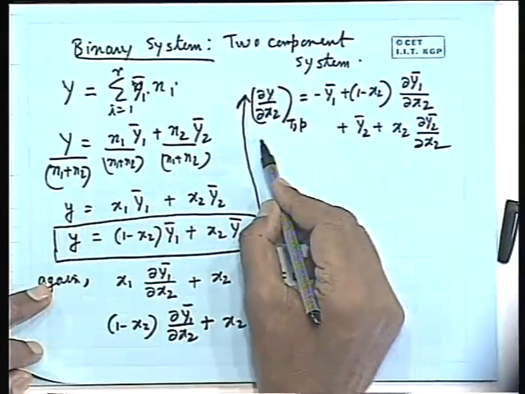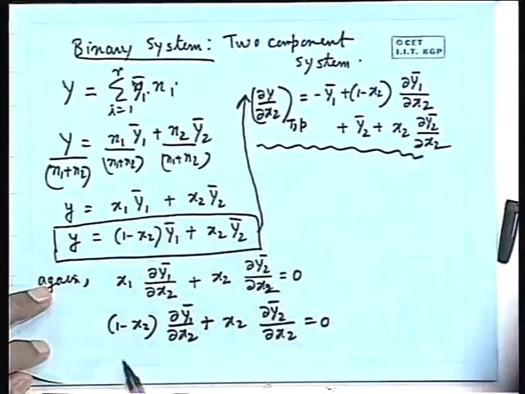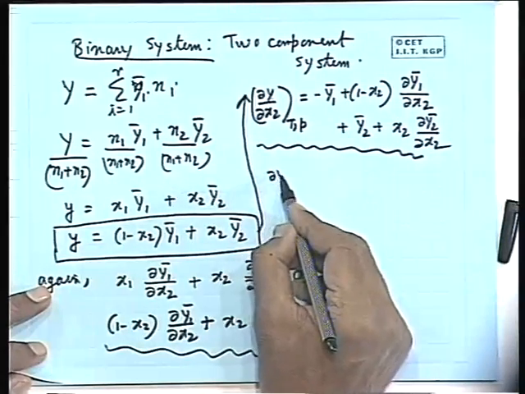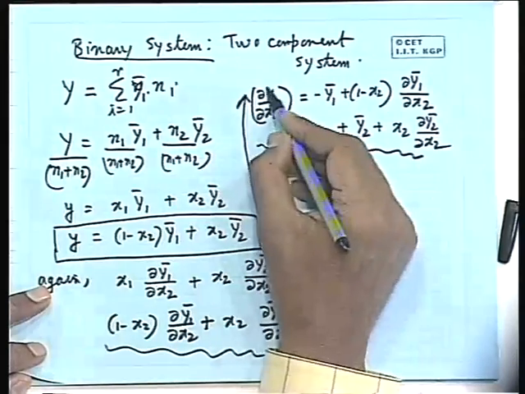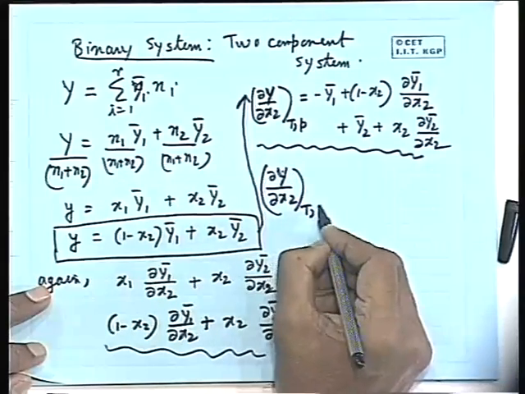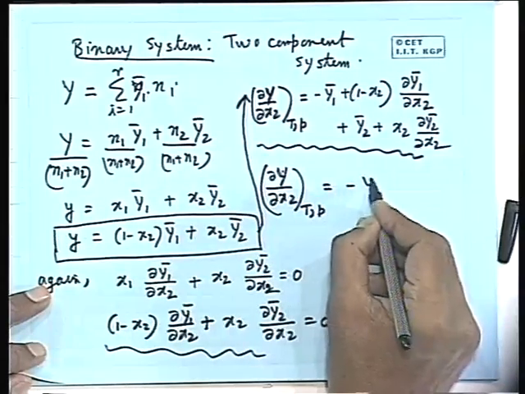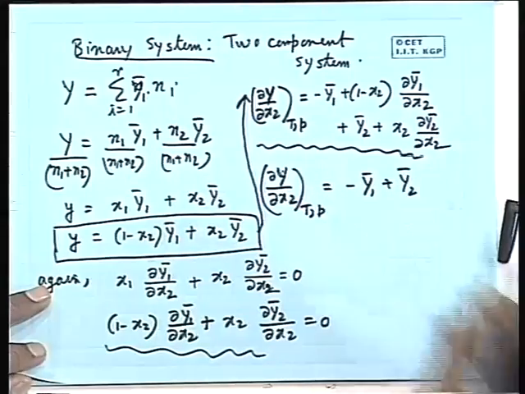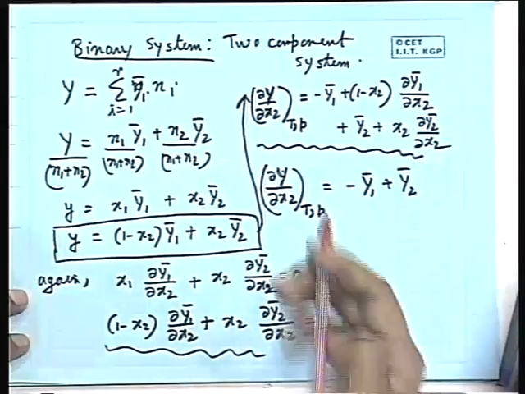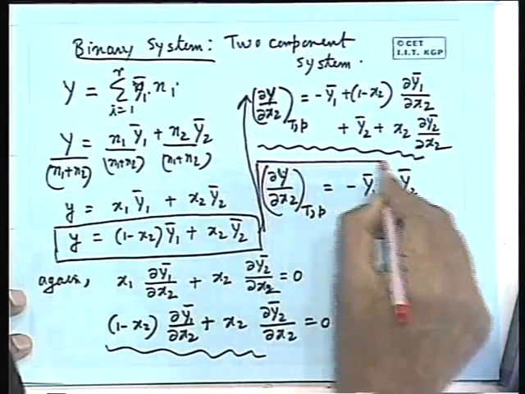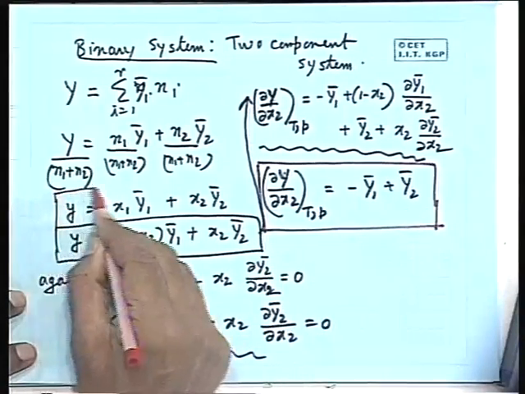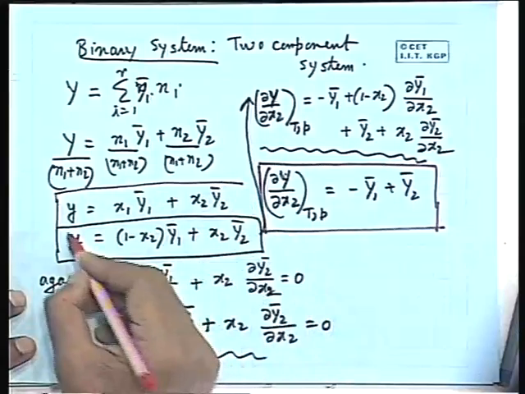Now, if I compare this equation with the previous one, the terms (1 minus x2) del Y1 bar del x2 plus x2 del Y2 bar del x2 sum to 0. Therefore I get del y del x2 at T and P is equal to minus Y1 bar plus Y2 bar. So now I get two equations: one is this one, and another is y is x1 Y1 bar plus x2 Y2 bar.